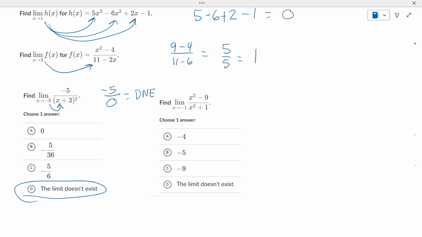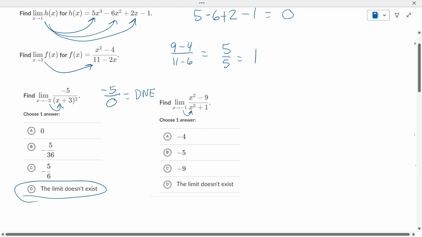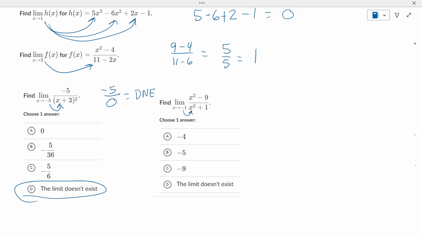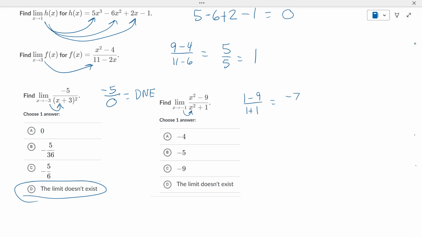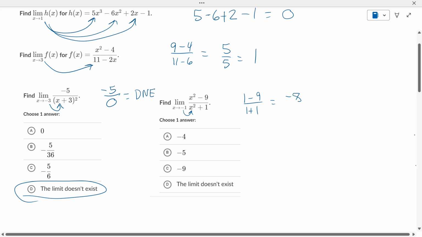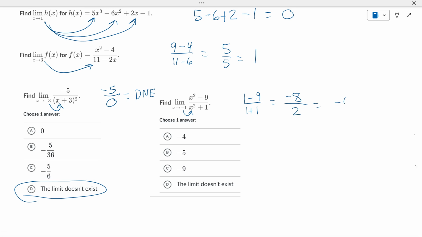Okay? So if we put in a negative 1 here, what do we get? Do we get the limit does not exist? No, because negative 1 squared is 1. Negative 1 squared is 1, so it's 1 minus 9 over 1 plus 1, which is negative 7. Whoa. Negative 8, Mr. Bierschbach, over 2, which is negative 4.